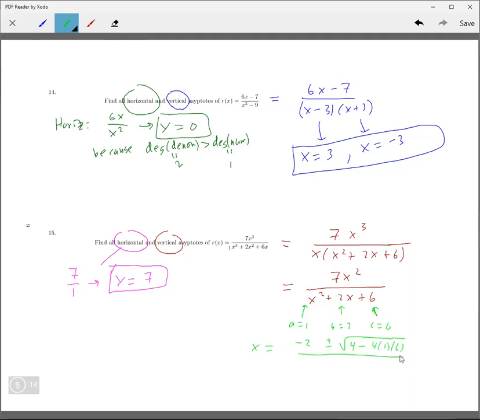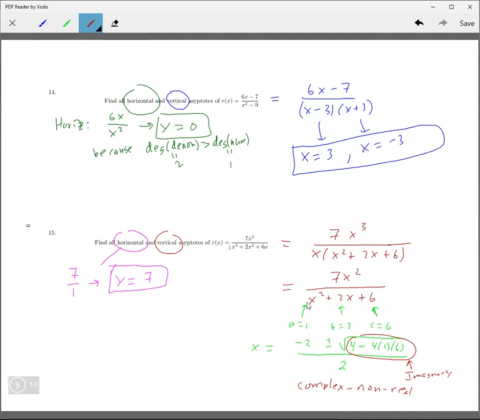So what you're going to get is this piece right here is imaginary, because it's taking the square root of a negative number. So 4 minus 24, that's -20, right? So this is complex, non-real.